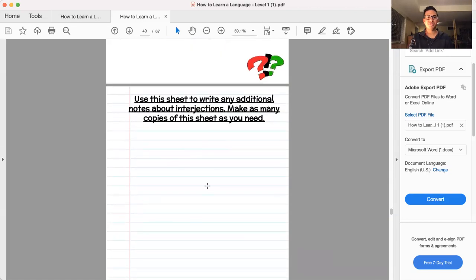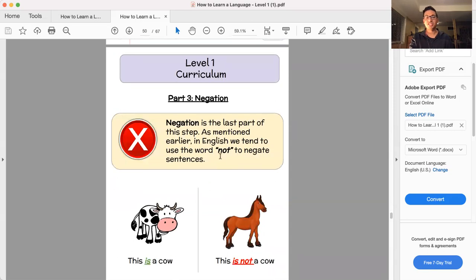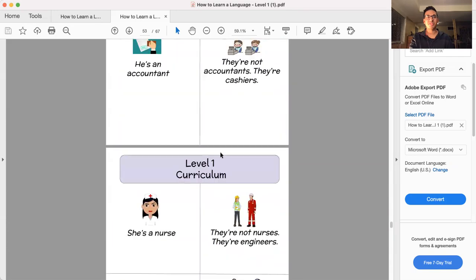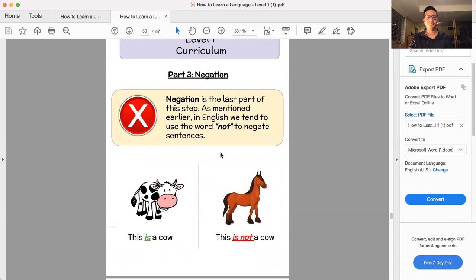Okay, here's a sheet you can use for additional notes. And lastly, we'll go to negation, and then we'll wrap this video up. We have some negation here, and then we'll wrap up before we get to asking questions. We'll leave questions for the next video.